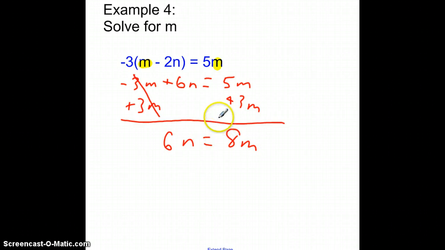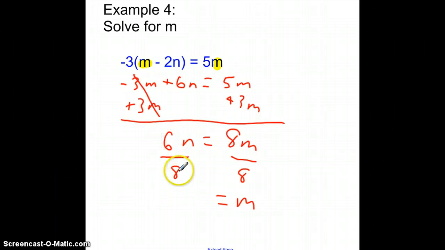Okay, and then from here, we almost got the m all by itself. We have 8 times m, so we're doing multiplication. We just divide. 8 over 8 cancels out, so we're left with m on the right side. So we got m all by itself, which is what they're asking us to do.